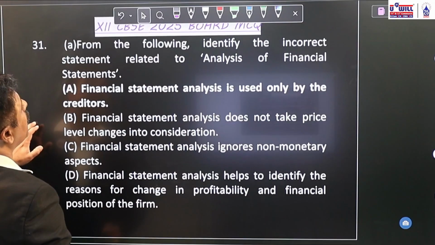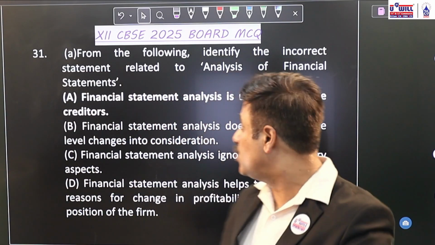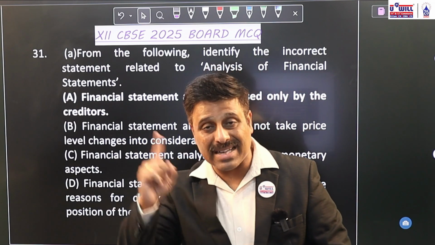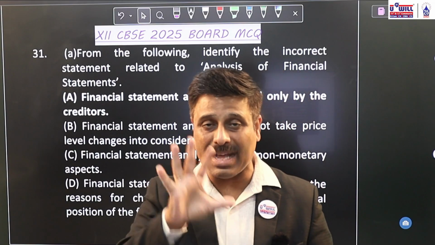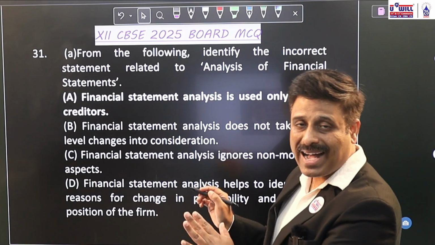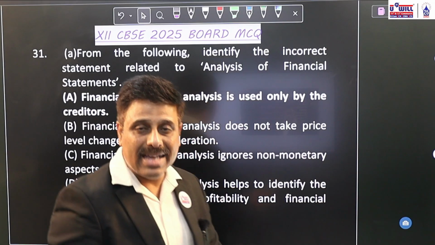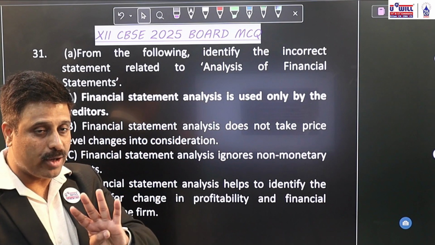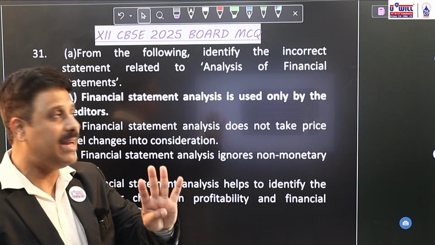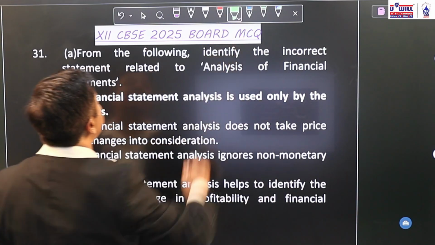Question number 31. These were the questions we practiced from past years. The first 30 questions which we have solved have all been asked in past years' board exams and sample papers. Now we take up the questions which were asked in the most recent 2025 board exams. As I said to you, only 4 questions are a part of your exams, so we take up questions 31 to 34, which had been asked in the most recent board exams. Let's see what kind of questions come in board exams.